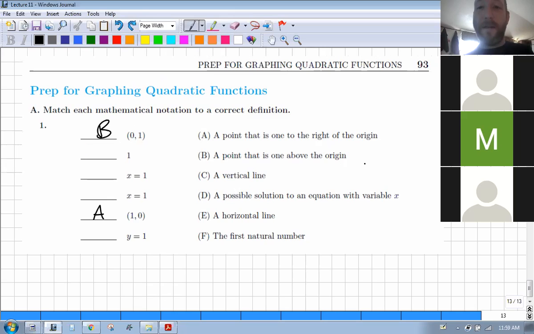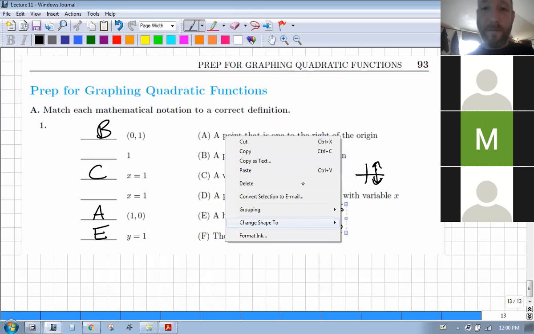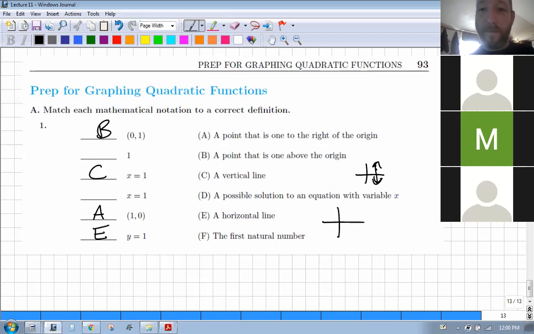A vertical line. All right. X equals 1. This works. That's a vertical line. If I look at all the points where x equals 1, it would look like a vertical line. Okay. A horizontal line, that would look like this. Y equals 1. All right, a horizontal line. Right there, there's 1. Every single point on this line has a y value equal to 1.